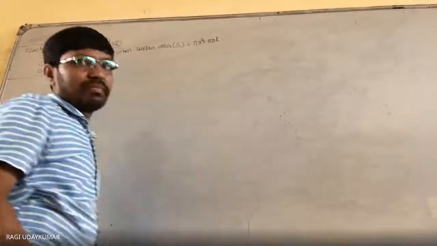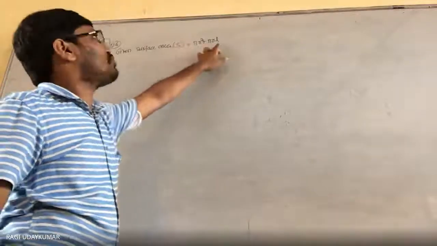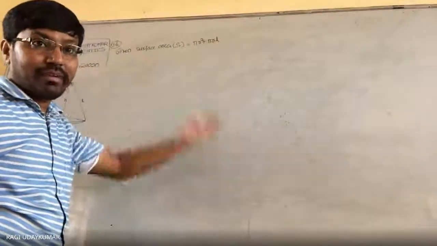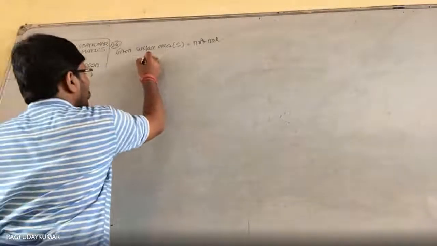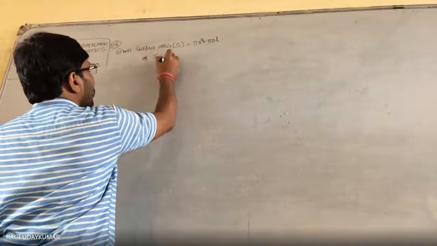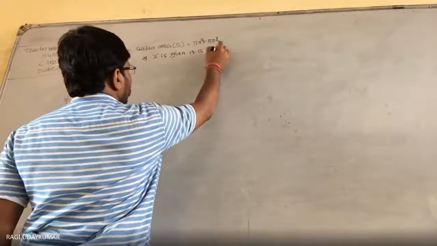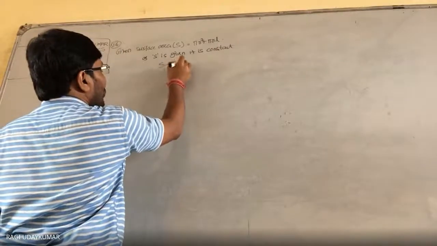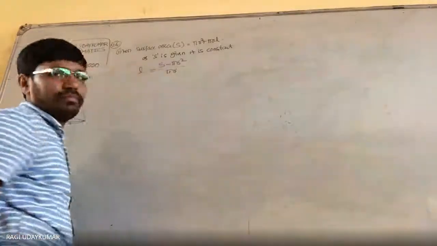Pi r square plus pi r. So here S is constant and L is unknown. And L you have to convert into the form of S. So S is a constant, as S is given, it is constant. So therefore, S minus pi r square by pi r is equal to L.